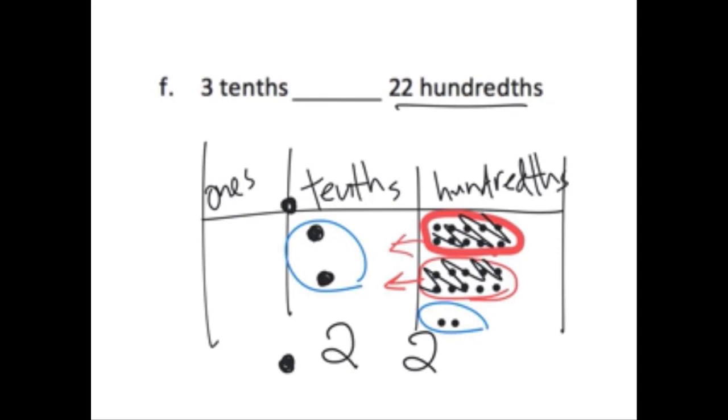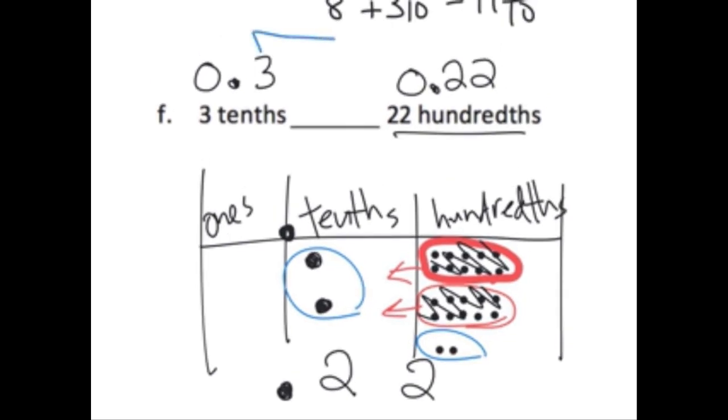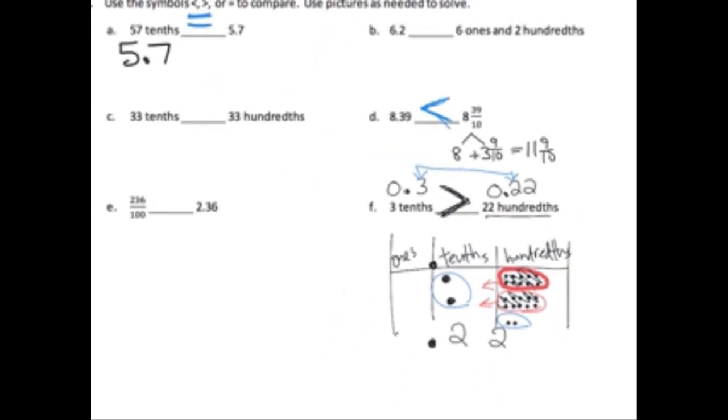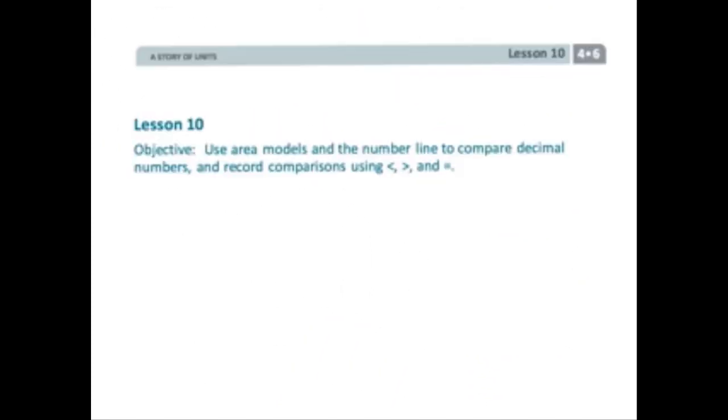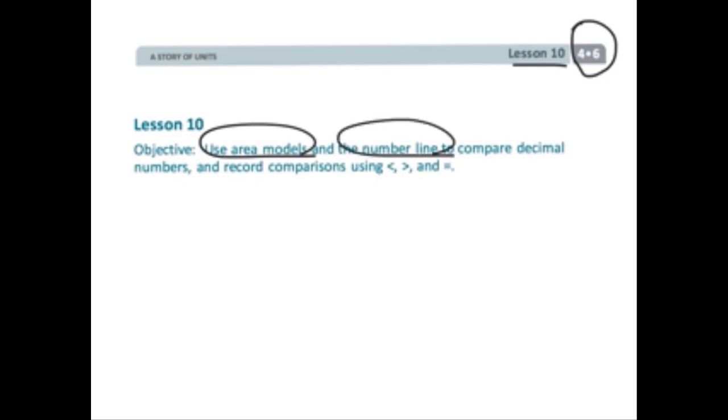2/10, 2/100. And so really, this is 0.22, and this is 0.3. And we can see that 3/10 is larger than 2/10. Done. That means the symbol is the greater than symbol. And that wraps up 4th grade Module 6, Lesson 10. We're using the area model and the number line to compare decimals.